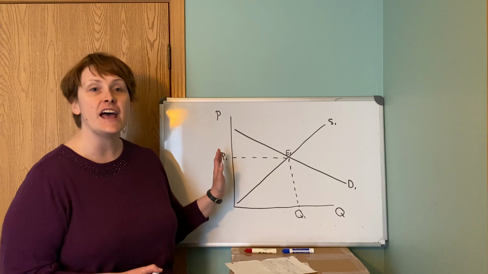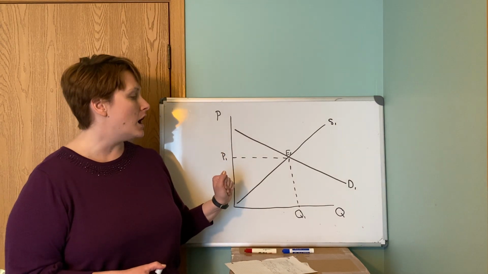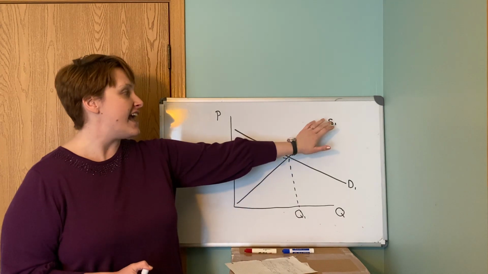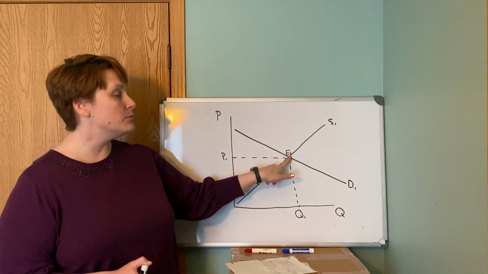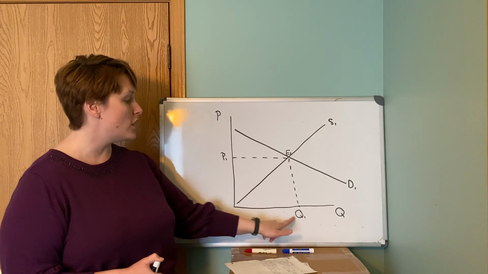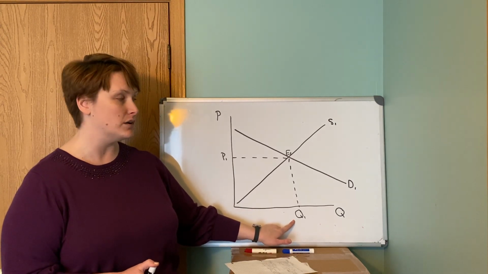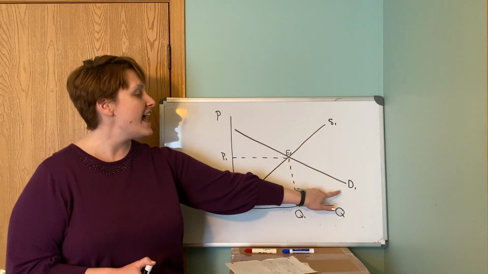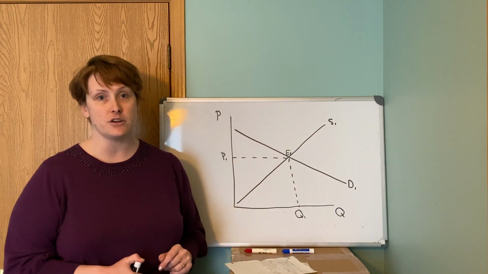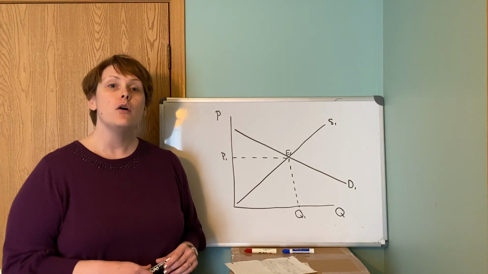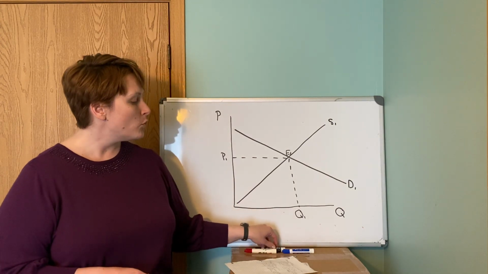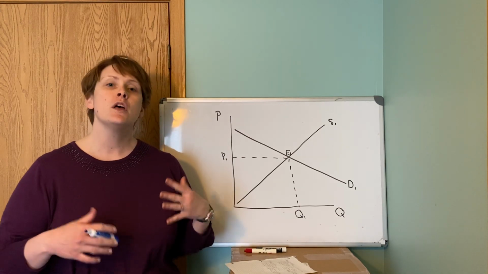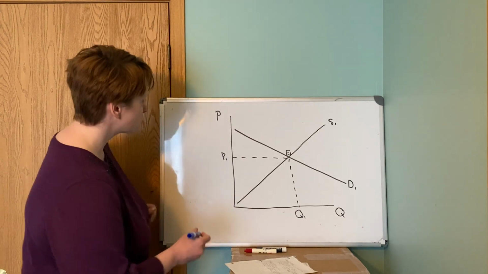I've gone ahead and drawn out our basic supply and demand graph with its appropriate labels: equilibrium 1 for price 1 and quantity 1 in our initial equilibrium, supply 1 for our first supply curve, and demand 1 for our first demand curve. Let's look at this scenario where we're going to shift both our demand and our supply curves. Let's walk through this scenario.